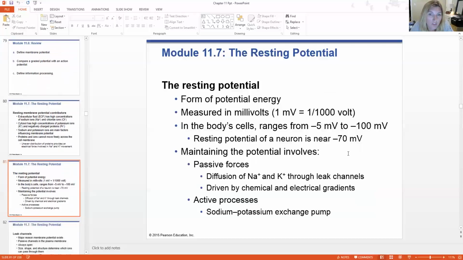So our resting potential is a form of potential energy, kind of like a dam holding back water. It's measured in millivolts. Our body's cells range in resting membrane potential from -5 millivolts to -100 millivolts. The resting potential of muscle cells and nerve cells is around -70 millivolts. Maintaining that potential involves very passive forces, like diffusing sodium and potassium through leak channels, which are just open and allowing the free flow of sodium and potassium. And there's also an active process which involves the sodium-potassium exchange pump.